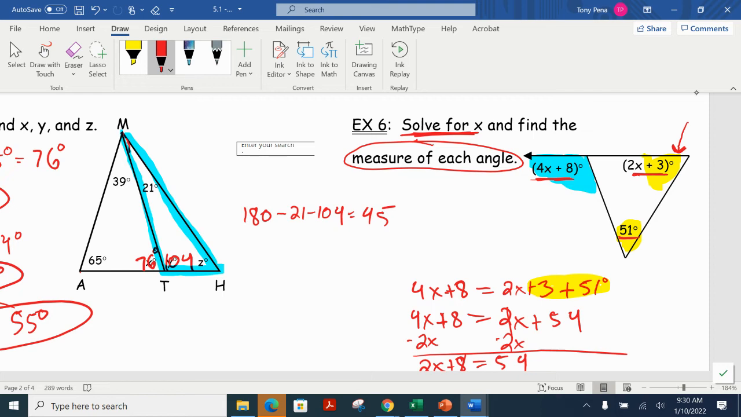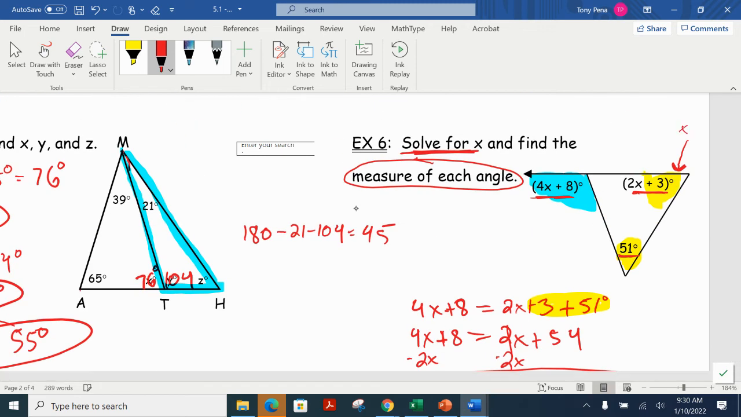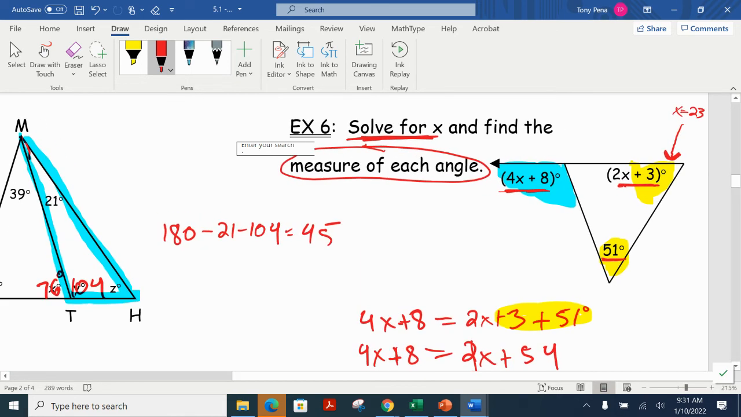The reason we're able to do that is, didn't we just find x to be 23? So all we need to do is let this x be a 23. And whatever this evaluates to when this x is a 23, then we know that's the measure of that angle. Okay? Let me try to create some space here. So this would become 2 times 23 plus 3. That's 46 and 3. So this is a 49 degree angle right here.